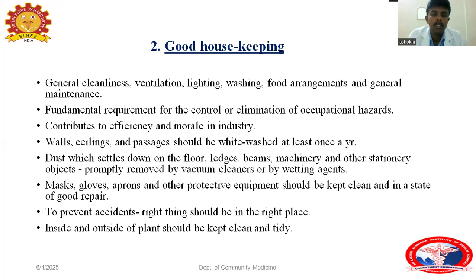Masks, gloves, aprons, and other protective equipment should be kept clean and safe after repair. To prevent accidents, lighting should be in the right place. Inside and outside of the ground should be kept neat, clean and tidy.